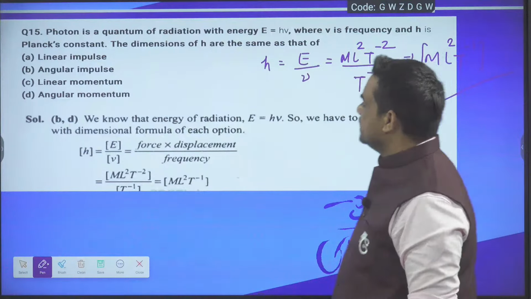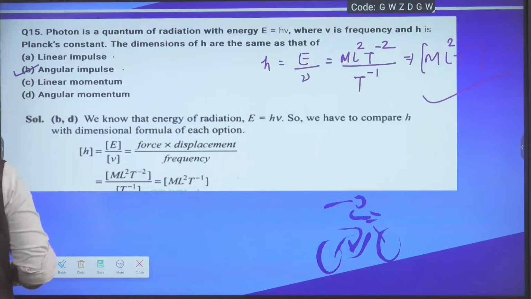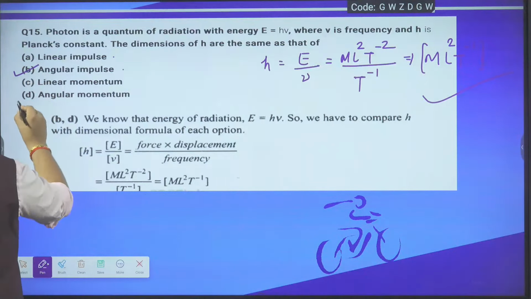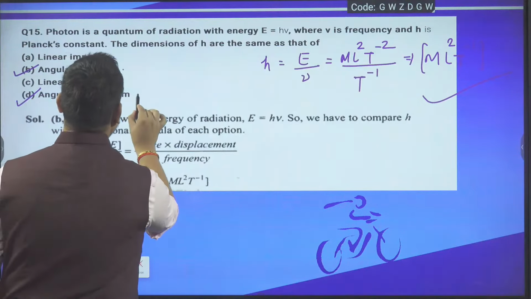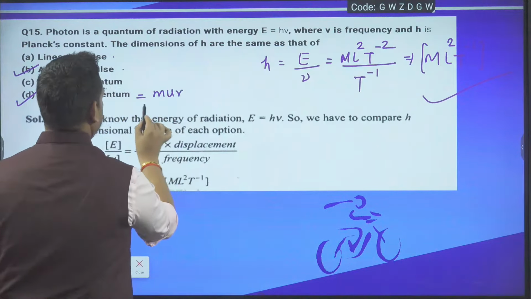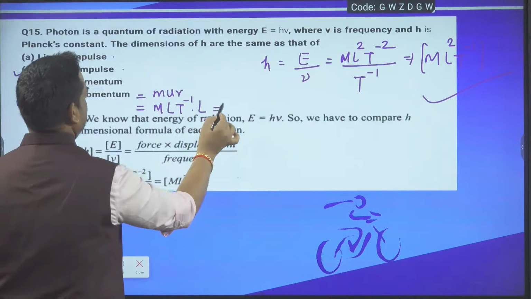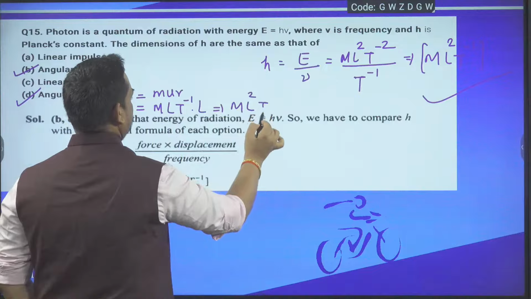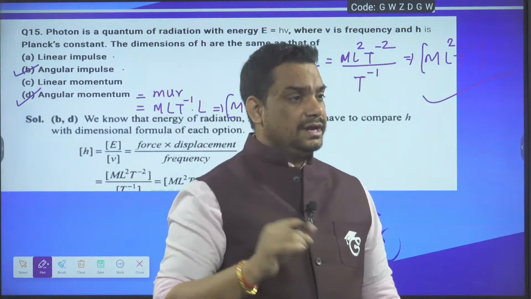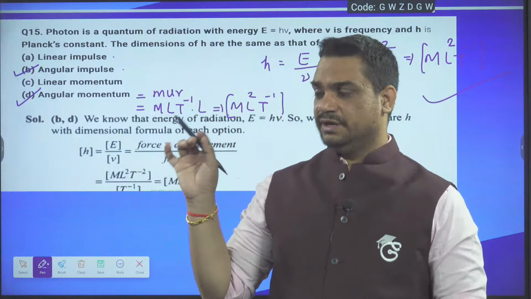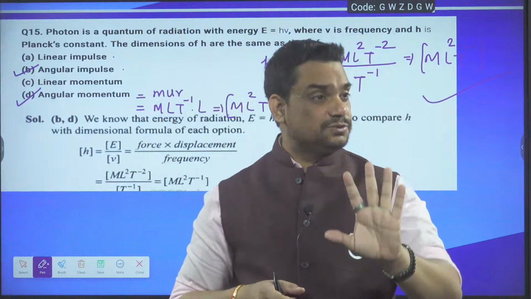Then you will check for this one. You will see it is matching with angular momentum, and also angular impulse. Angular momentum is basically what? mvr. mv is MLT^-1, times r which is L, so you get the answer here, ML^2T^-1. A very important question you have to keep in mind. Clear? This one also we have to check. They can ask questions like this, one quantity given, and ask which of the following can have the same dimension.